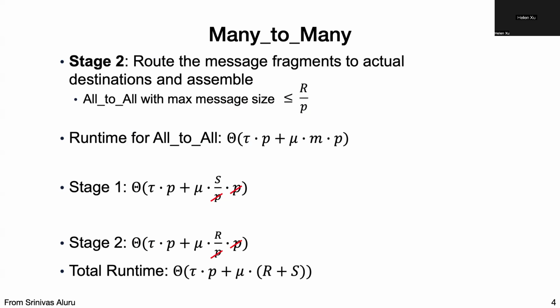And we have the runtime for all-to-all, which is tau times P plus mu times M times P, where M is the message size. In stage one, we had to send an all-to-all with message size S over P. Remember that we made it uniform, and you can just cancel out the P's. Then in stage two, we do another all-to-all, but now the message size is R over P. So if you add them up, the total time is tau times P, plus mu times P, times, in parentheses, R plus S plus R.